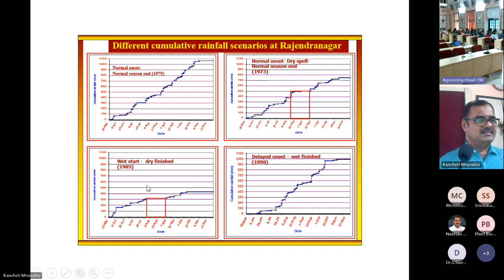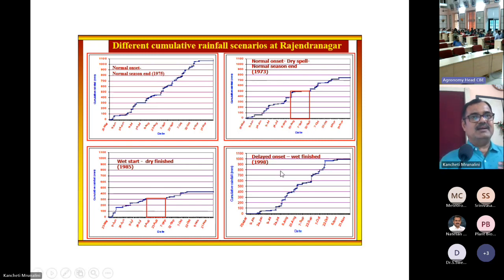Another set occurred in 1985. Initially high rainfall at the beginning of the season, but later it finished dry. That means deficit rainfall. If you see the sudden jump, more than 100, even 150 rainfall is there by 9th June. But there is a dry spell in between, and the end of the season is also dry. Rainfall is less compared to the normal end-of-season rainfall. So under this kind of situation, what practices should rainfed farmers adopt? We have to work that out. What are the ideal management practices for a dryland farmer?